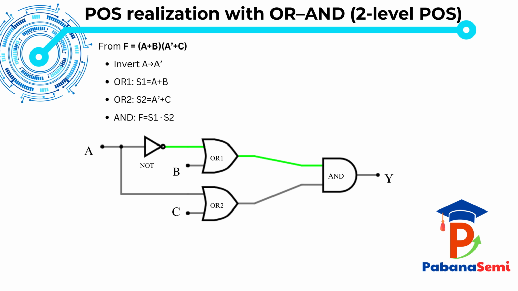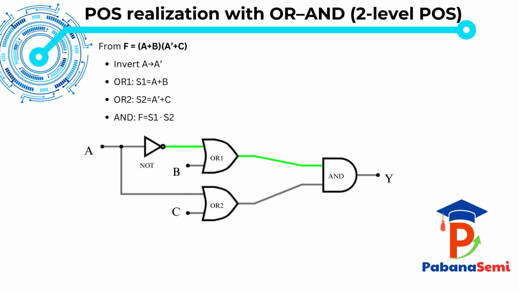Next, we build the first sum term using an OR gate. OR1 takes inputs A and B, so S1 equals A plus B. Then, we build the second sum term. OR2 takes inputs A prime and C, so S2 equals A prime plus C. Finally, we multiply the two sum terms using an AND gate, so the output becomes F equals S1 S2, which matches our original POS expression.